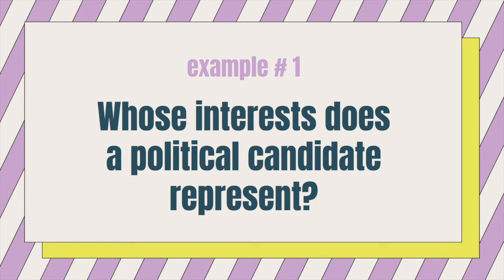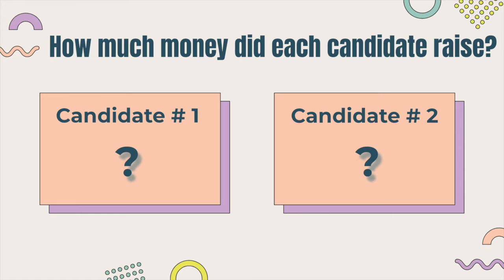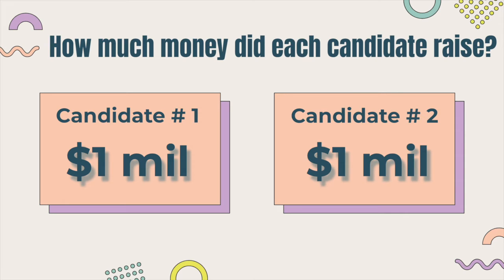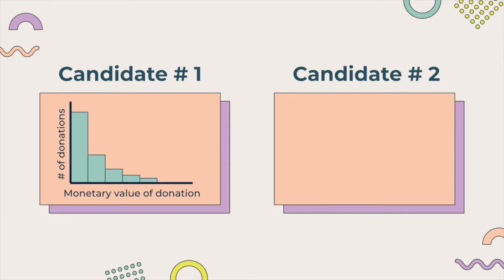Let's peek beyond political candidates' promises and see how statistics can help us to answer the question, whose interests will a candidate be lobbying for? We have two candidates. Let's say candidate number 1 raised $1 million, and candidate number 2 also raised $1 million. Well, this information isn't very helpful. It doesn't allow us to differentiate between the candidates.